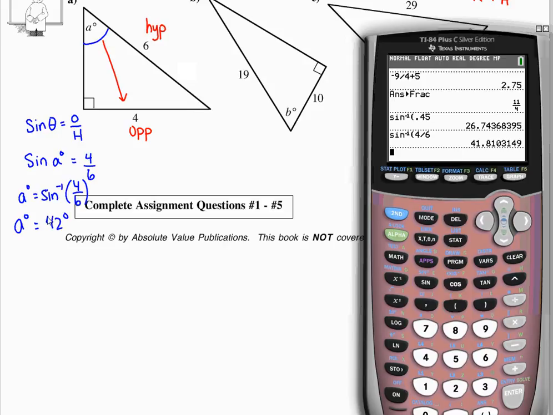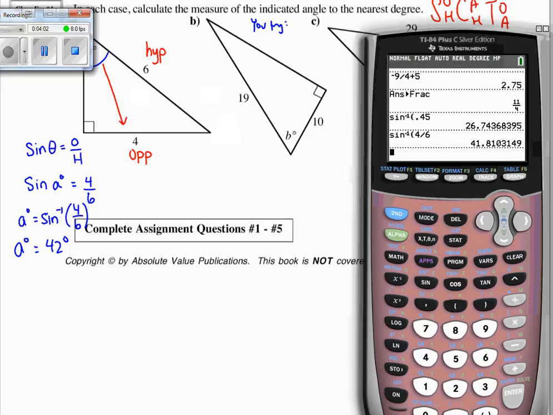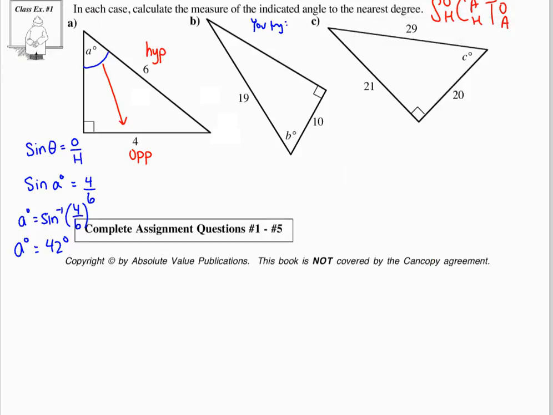Can you try B? I want you to try this one. Try B. Okay. All right. This guy. What is 19? Hypotenuse. What was 10? Adjacent. So which ratio should I use? Cos. You should have had cos B equals 10 over 19. And then you should have typed in inverse cos of 10 over 19. 58. Good job. So we'll skip C. You got it? 46. Yeah.